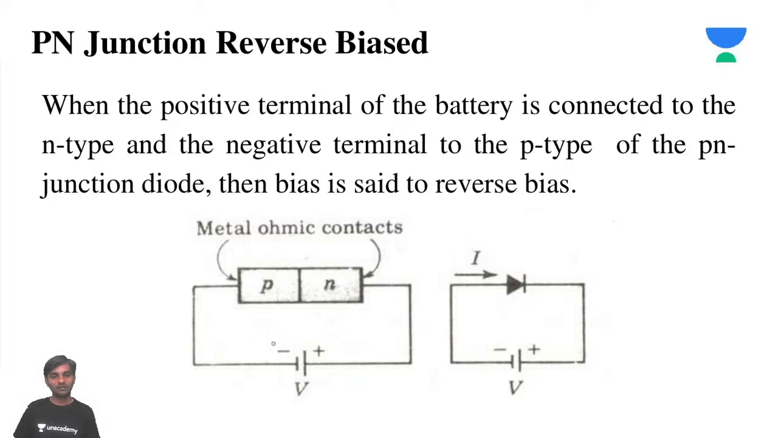It's very simple, sir. The negative terminal of the battery is connected to the P-type material of the semiconductor. That's PN junction. The positive terminal of the battery is connected to the N-type of the PN junction diode. Then that is called reverse bias. So what happens in the reverse bias?